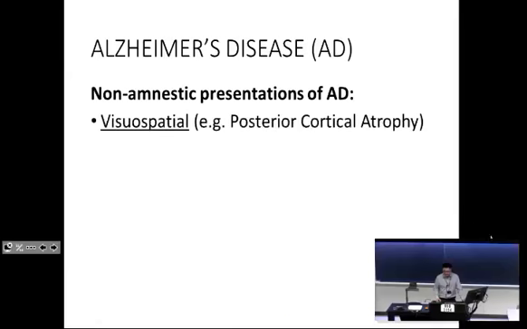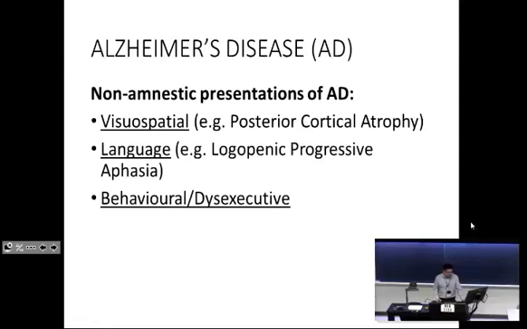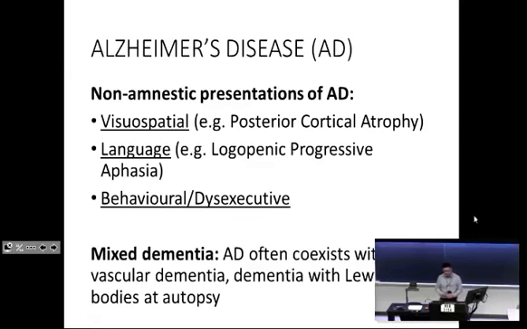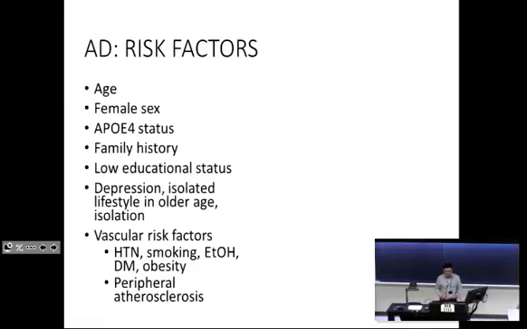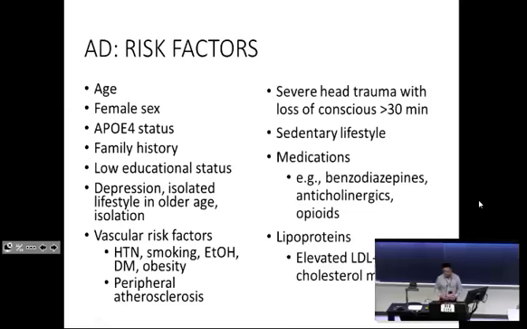So non-amnestic presentations, more common in young people, and these are the main ones: visual spatial or the posterior cortical atrophy variant, language variant or logopenic progressive aphasia, and then this behavioral frontal executive syndrome, which can mimic FTD. Mixed dementia is actually extremely common. In fact, honestly, most people have mixed dementia. They don't have pure Alzheimer's or anything else. Risk factors, again, the most important risk factor is age. Everything else is sort of secondary.